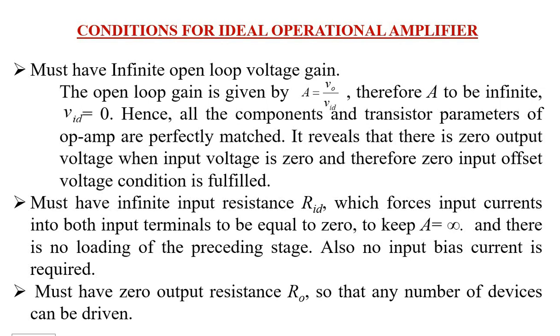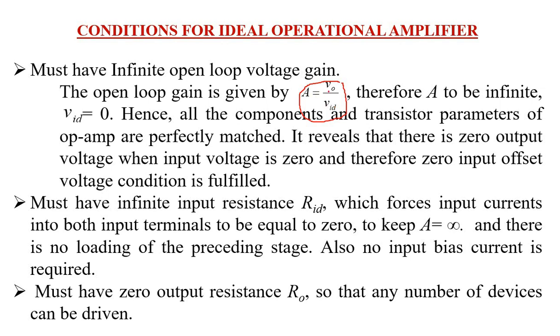Now we see the conditions for ideal operational amplifier. The ideal operational amplifier must have infinite open loop gain. The open loop gain is given by this equation: A is equal to VO upon VID, where A is the large gain of the amplifier, VO is the output voltage, and VID is the differential input voltage.